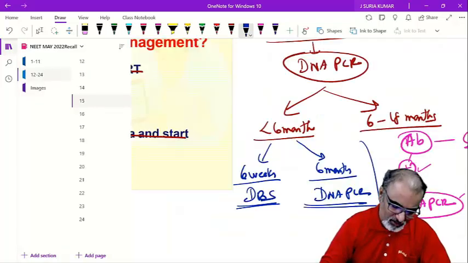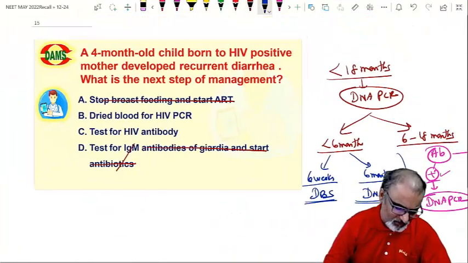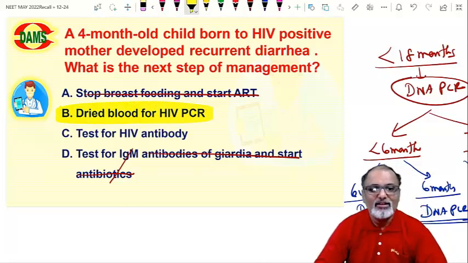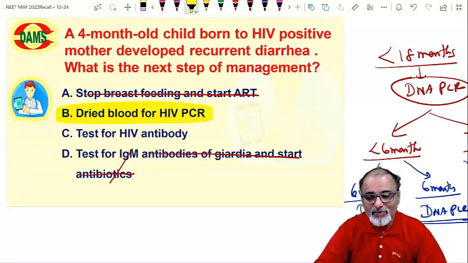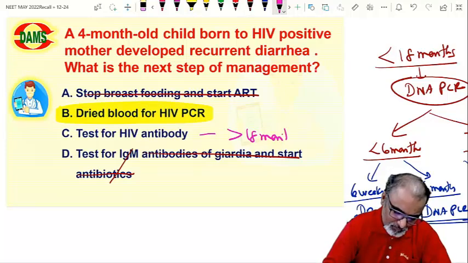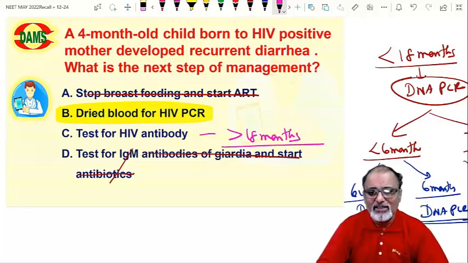Okay, so very simple. Children less than 18 months, we totally depend on DNA PCR. The specimen is dried blood spot. DNA PCR, not RNA PCR. RNA PCR is for the viral load prognostic test. Test for HIV antibody is usually for children more than 18 months. We can go for rapid test, Western blot or ELISA, whatever it may be, but in India we prefer rapid tests, 3 rapid tests.